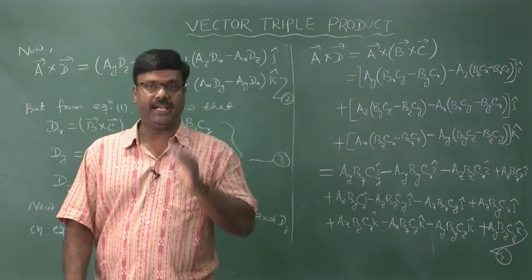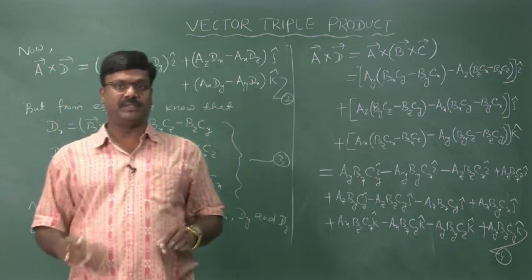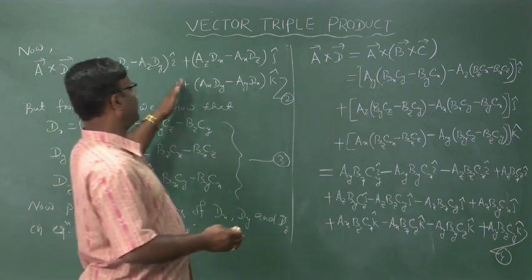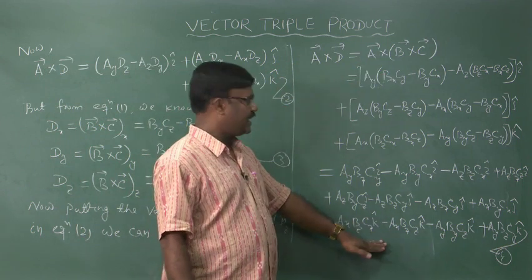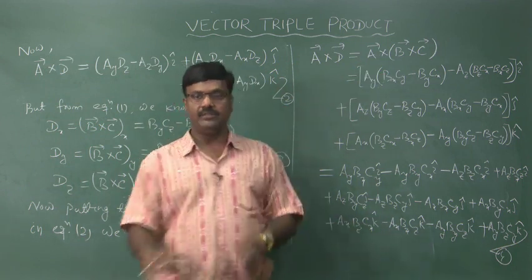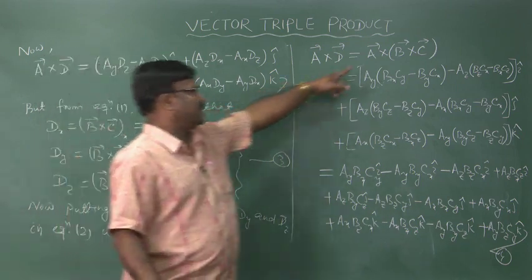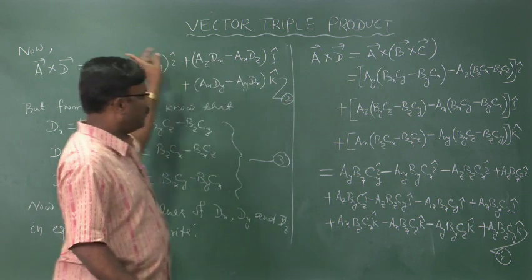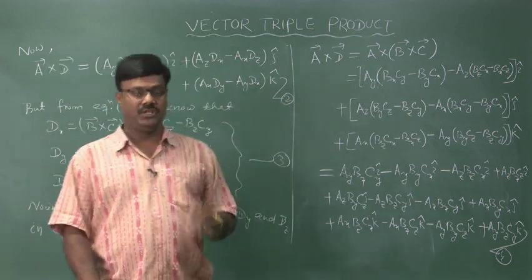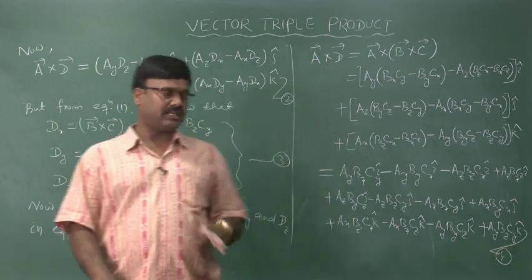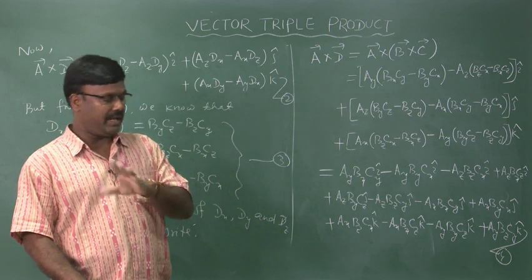Actually, our aim is to expand the vector triple product, and we have expanded the left hand side and finally reached at this point. Now let us expand the right hand side of this A cross B, which we have already written in our previous expression. So now let us expand that BAC minus CAB.